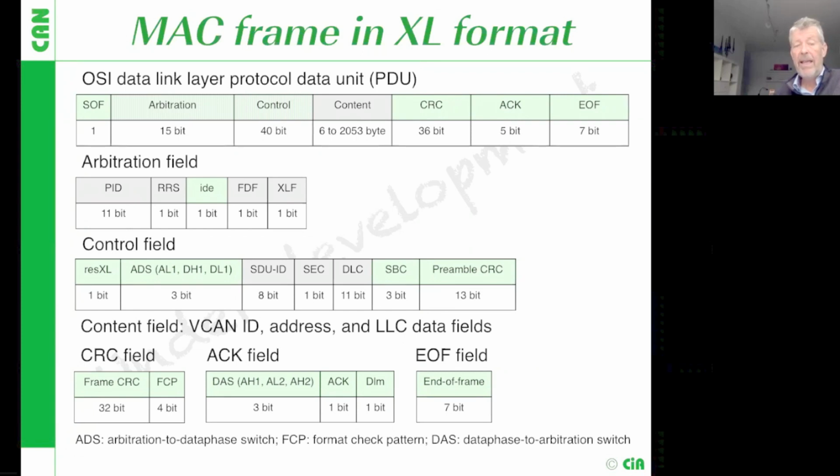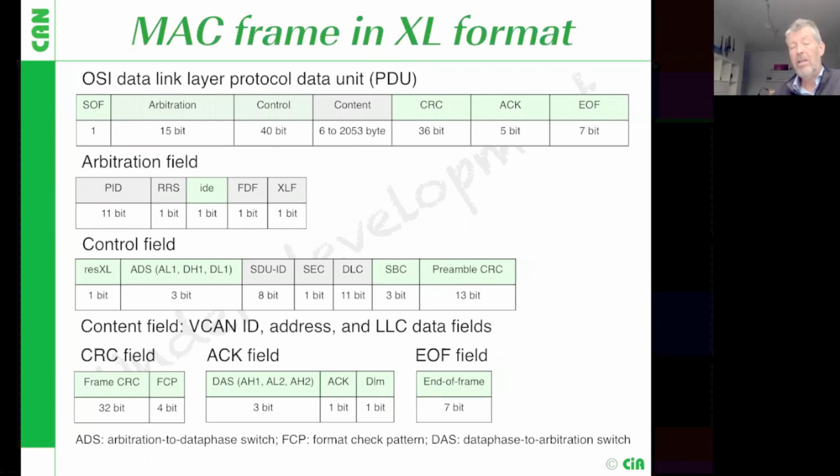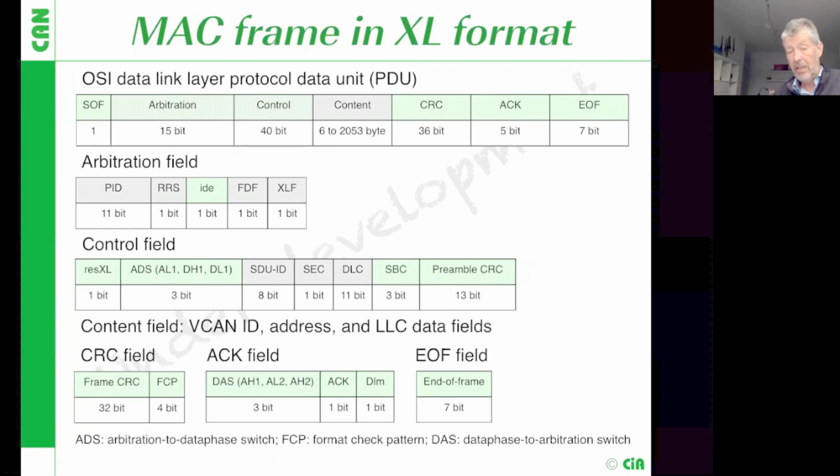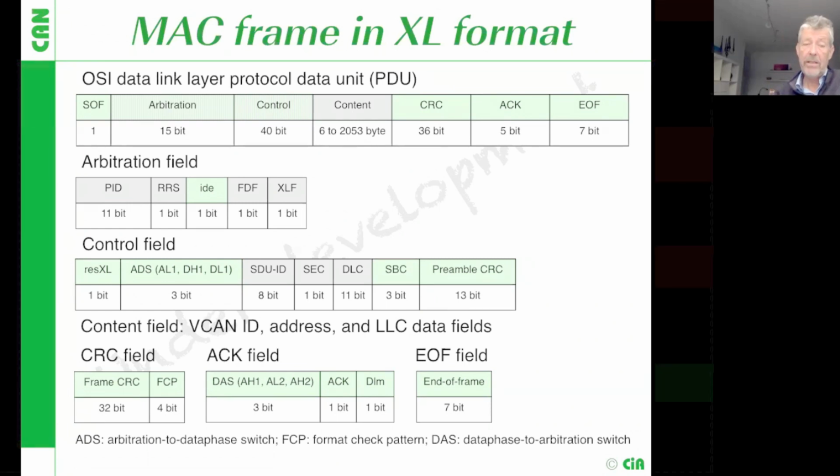Then follows the SDU ID, the 8-bit indication of the next layer, the indication of the security bit, if a data link layer security is applied or not, and the data length code of 11-bit indicating how long the LLC data field is. In addition, we have then the stuff bit counter as known from the CAN-FD protocol and the preamble CRC. All this belongs to the control field.